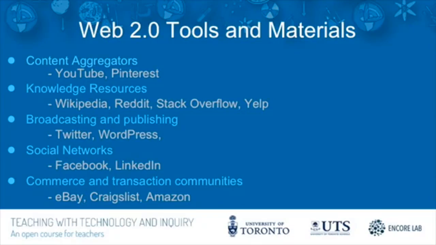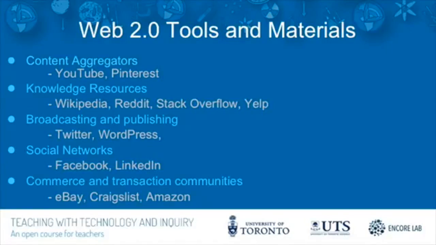Just again to mention a few of the kinds of tools and materials that have been connected to this Web 2 terminology. You see here on the slide content aggregators, so collecting photos, videos, links. Like Pinterest is an aggregator. It links different web pages and images under common themes. Knowledge resources like Wikipedia or Reddit, Stack Overflow, even Yelp are socially negotiated collections or reviews.